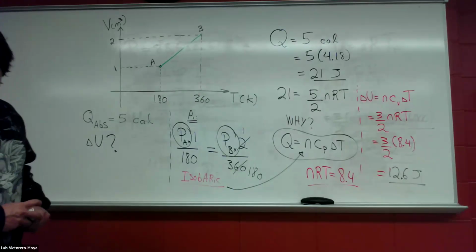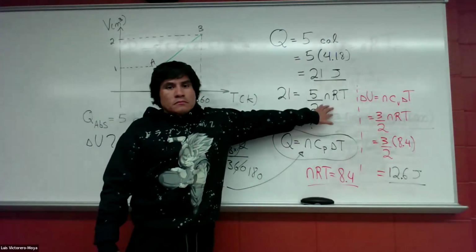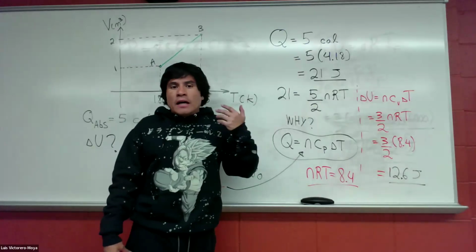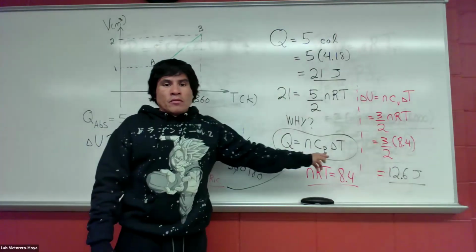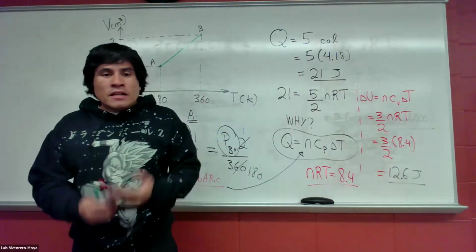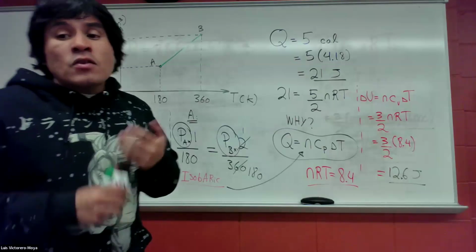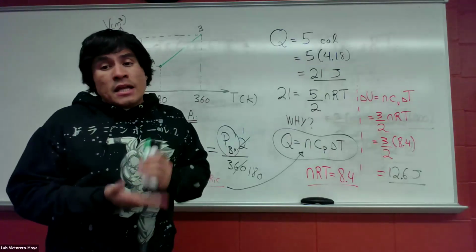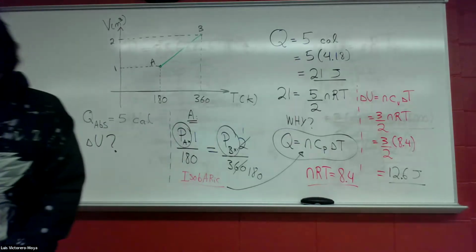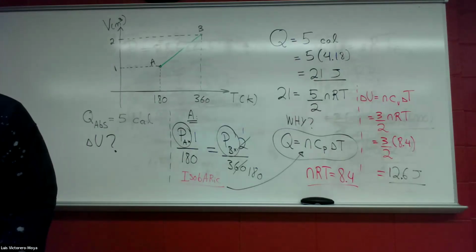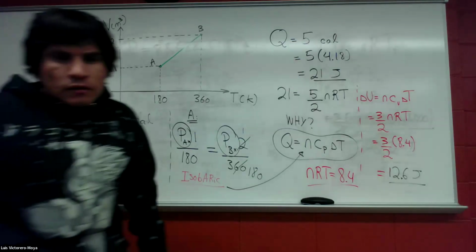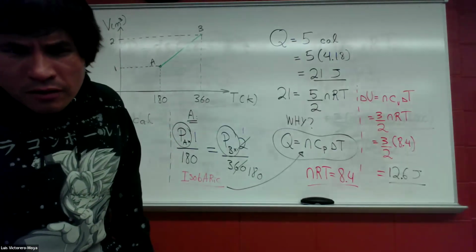So in the previous problem, we didn't use this 5 halves or 3 halves. The equation for heat depends on the type of process. If it's isobaric, nCP delta T. If it's isochoric, nCV delta T. Okay? I just wanted to show you this as well, and let's see if we can do another question from here.